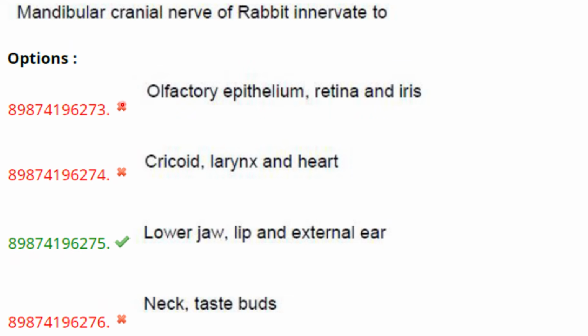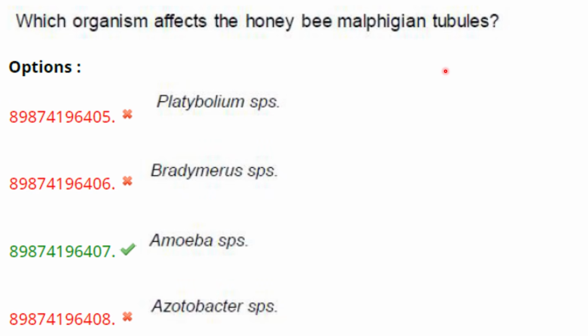Then, mandibular cranial nerves of rabbit innervate to. Innervate means the nerves which will supply to the organs, tissues, body parts, etc. That is innervating. So the mandibular cranial nerve in rabbit will supply to the lower jaw, lip and external ear. Then, which organism affects the honeybee Malpighian tubules? So honeybee Malpighian tubules function similar to our kidneys, that is, they are mainly involved in osmoregulation, and these organs are affected by amoebic species.